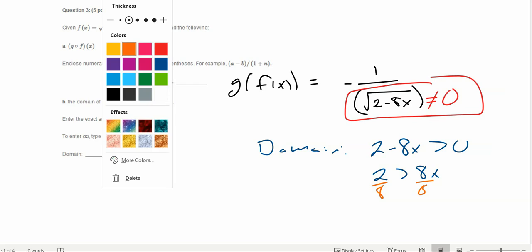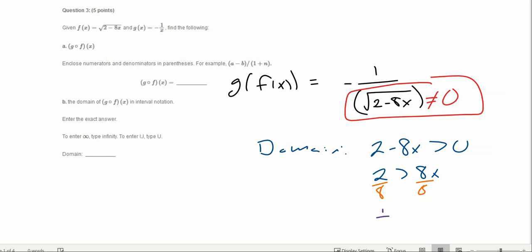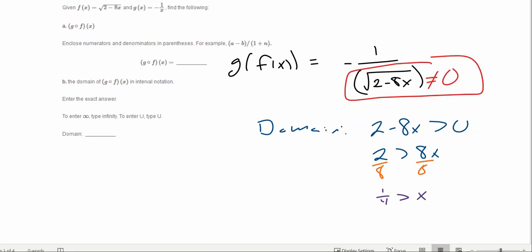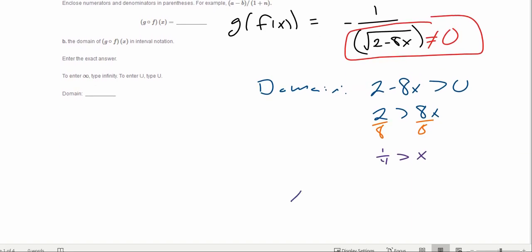And if we reduce our little fraction there, we're going to wind up with 1/4 has to be greater than x. Now, I have to write that in interval notation. I usually start off with a number line, and here's our 1/4. I always use whatever number x is. So if you read this, 1/4 is greater than x.